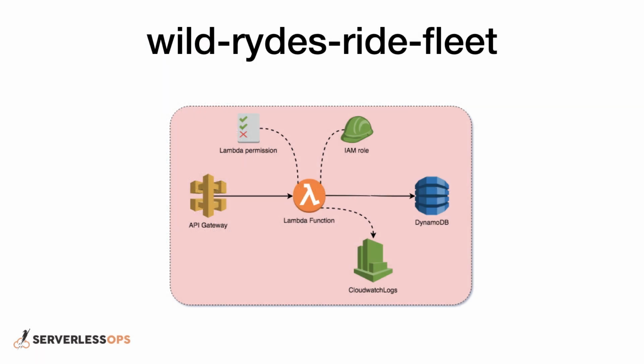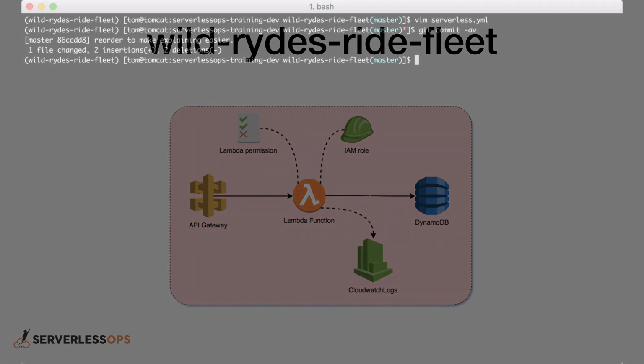Let's take a look at the AWS resources that compose the Ride Fleet service. I mentioned earlier there's an API Gateway, Lambda function, and DynamoDB table, but there's also additional resources that are necessary. We need a Lambda permission resource that will allow API Gateway to execute our function. Our function needs an IAM role that will allow it to fetch items from DynamoDB, and we also need a CloudWatch log group for function logs. Let's see how we create all this with Serverless Framework.